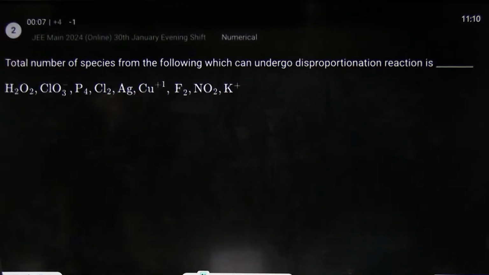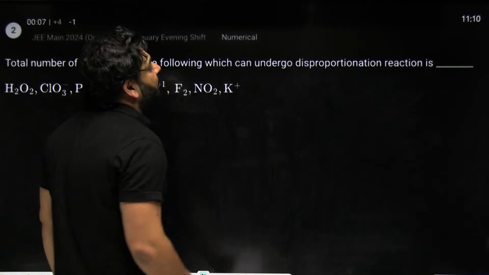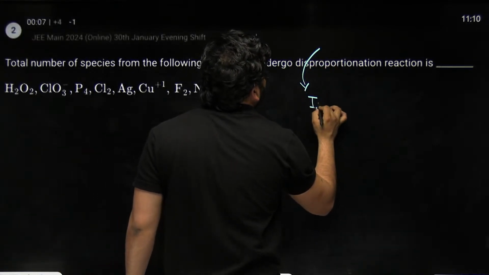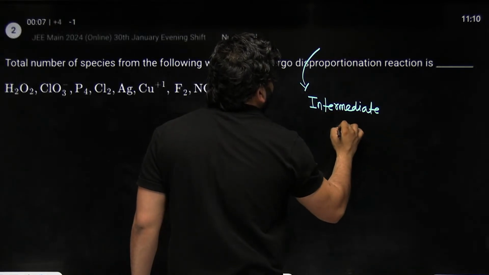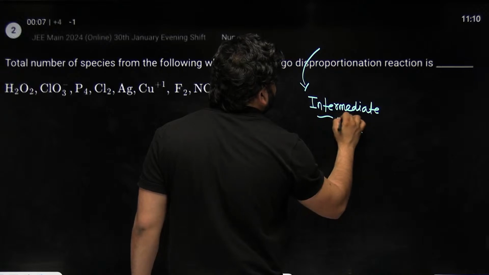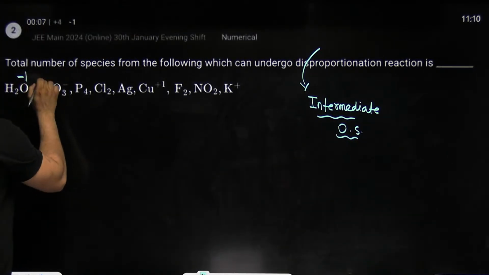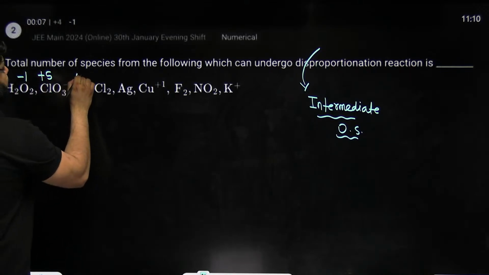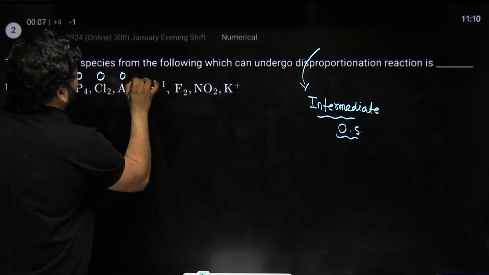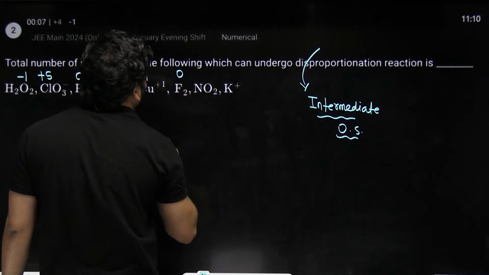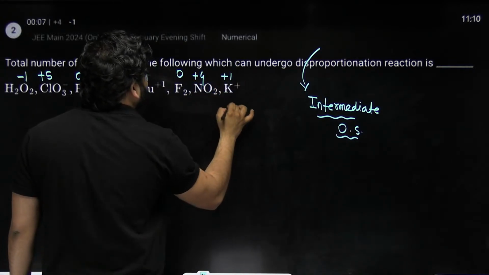Anyways, let's come to the next question. We have the total number of species from the ones which can disproportionate. Anything that can disproportionate must have what? An intermediate oxidation state. Something in an intermediate oxidation state can undergo oxidation and also reduction. So H2O2, oxygen with -1 oxidation state, ClO3-, +5 oxidation state, phosphorus 0, chlorine 0, silver 0, copper +1, fluorine 0, NO2, nitrogen dioxide +4, and potassium with +1. So potassium cannot go.